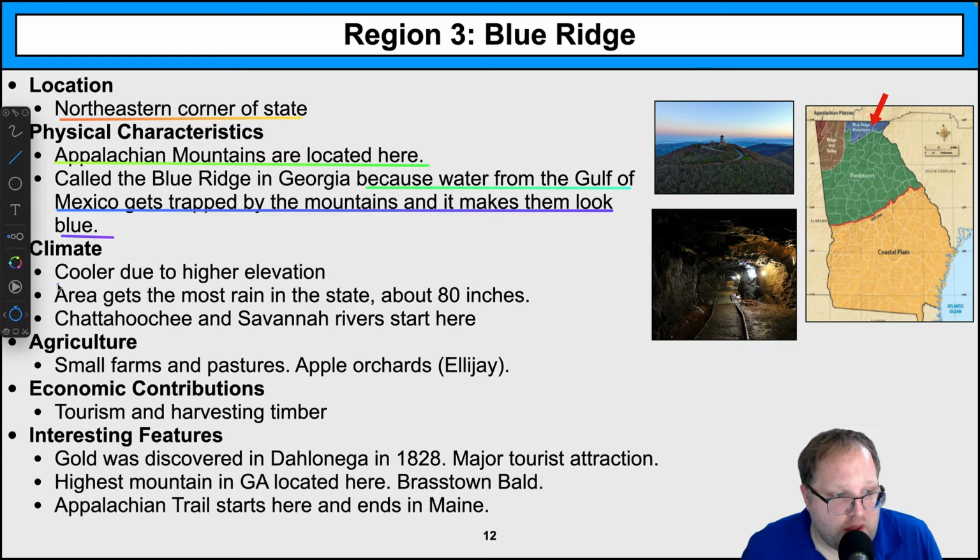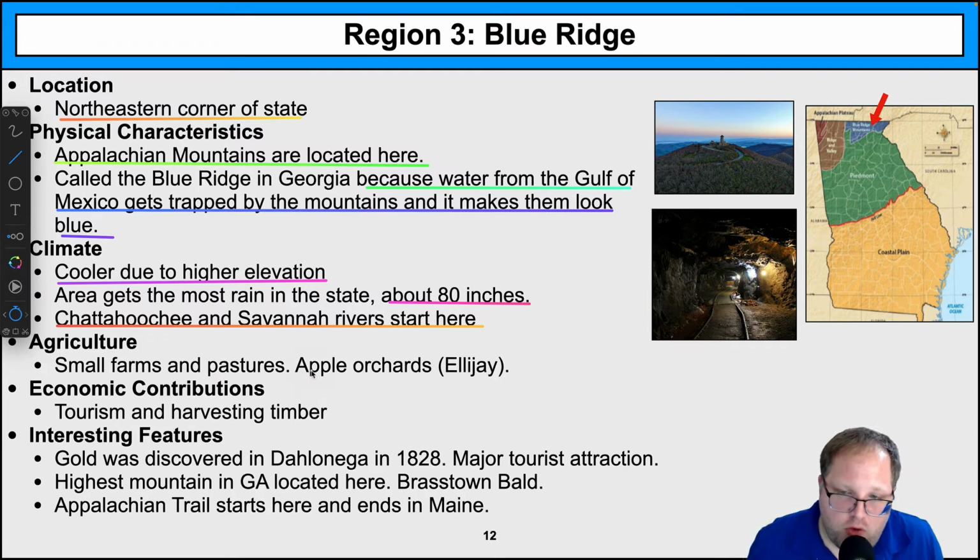We want to know that the climate in the Blue Ridge region, once again, is going to be cooler than other parts of the state. And because of all of that moisture that gets trapped in the air up here, this region gets the most rain of any other place in Georgia, about 80 inches of rain a year. And due to that amount of rain, the Chattahoochee and the Savannah Rivers start to be formed in the Blue Ridge Mountains. Agriculture in this region is pretty small.